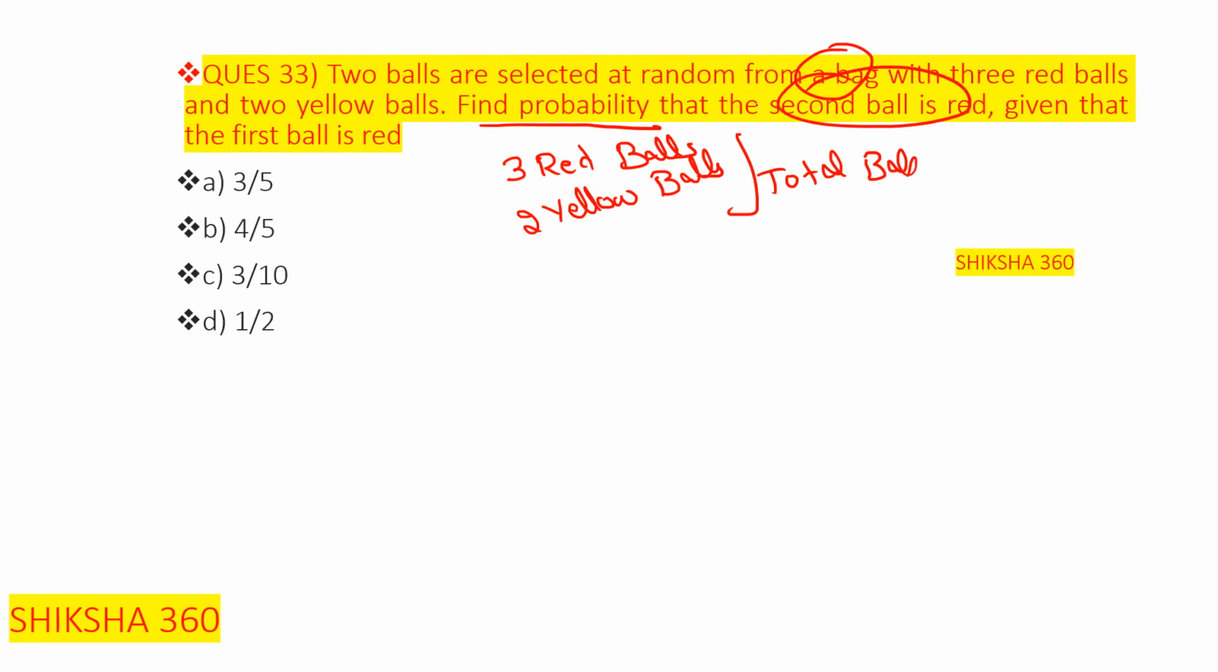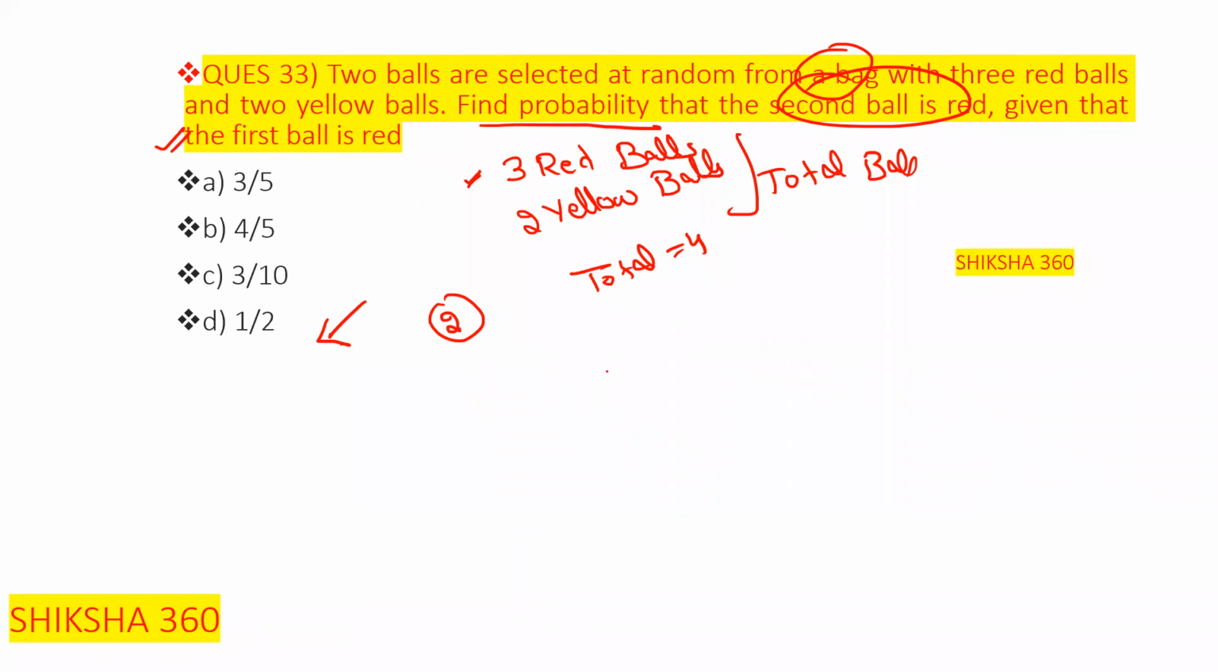We have to find the probability that the second ball is red, given that the first ball is red. Since it is already given that the first ball is red, we have left 2 red balls and total 4 balls, because 1 red ball is already selected. So what is the probability that the second ball is red?